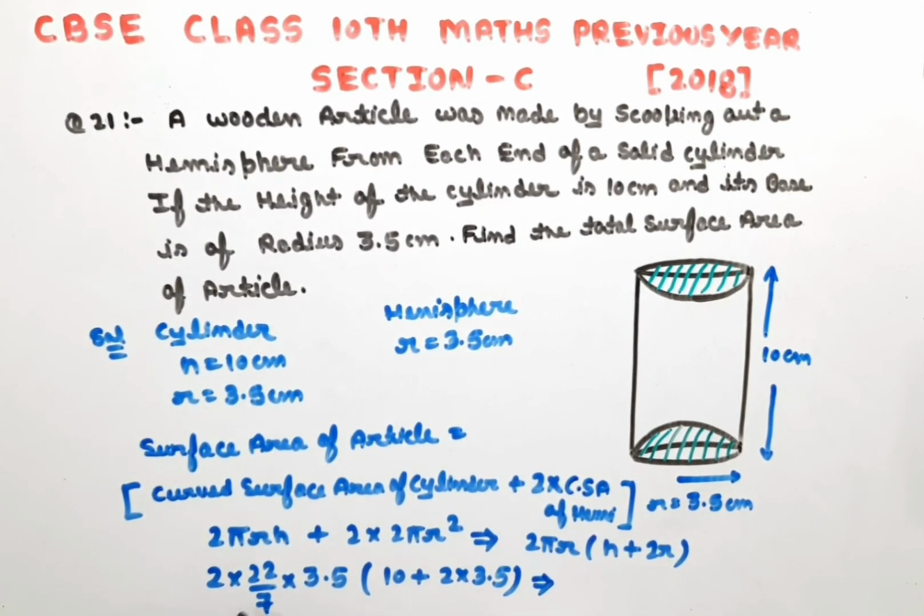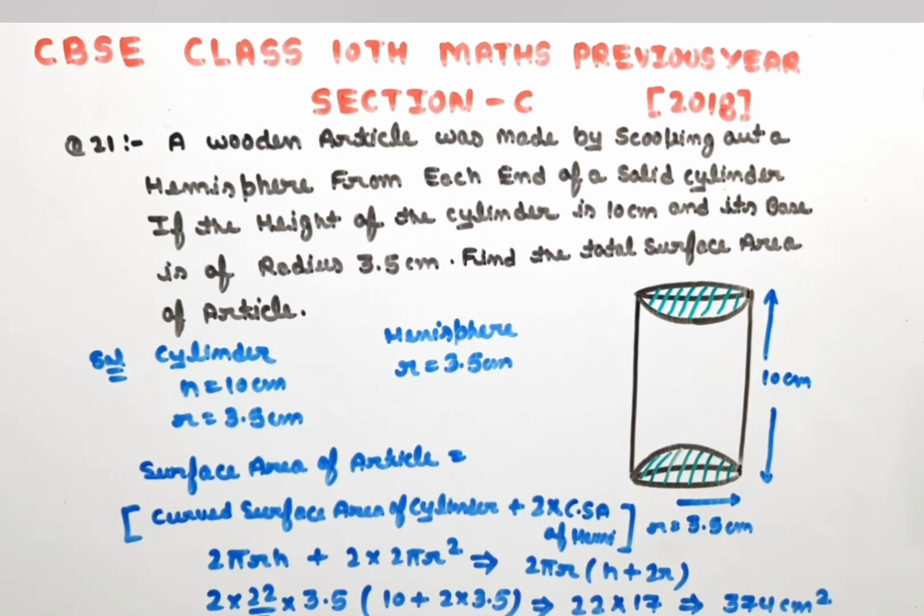On solving we will get 22 into 17, that will be equal to 374 centimeter square. This is our answer. This is the surface area of the article.